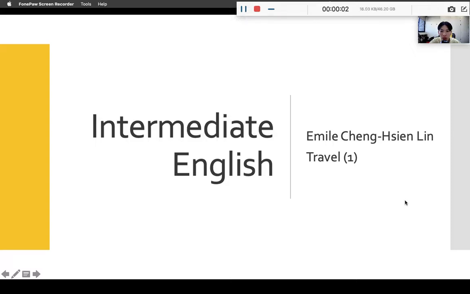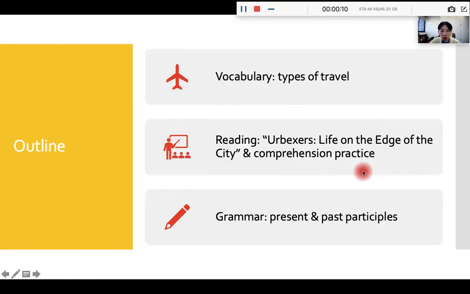Hello everyone, today we will start a new unit on travel. Let me show you the outline for the lecture today. In the beginning, we will talk about different types of travel to see how much you know about traveling and whether or not you are able to describe different modes of travel.